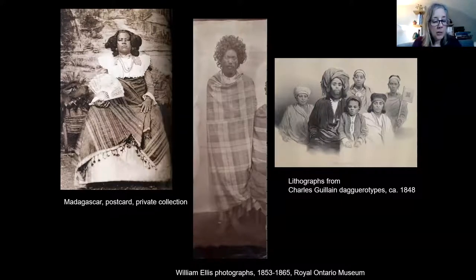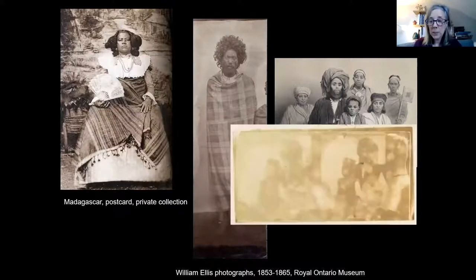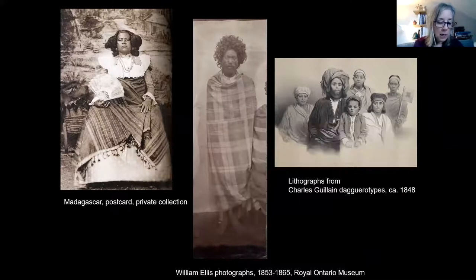Especially precious, you can see on the right, are lithographs from daguerreotypes by Charles Guillain from the 1840s, although he never left the coast. It's possible that the lithographs take great liberty with the actual daguerreotypes, which seem to have been very damaged. Madagascar adds valuable images, rare ones from the mid-1800s, especially this William Ellis collection.